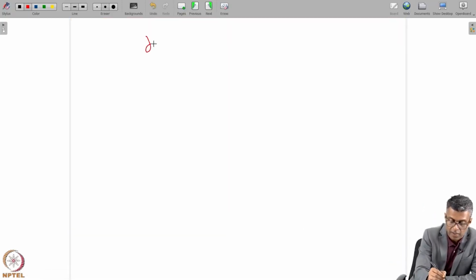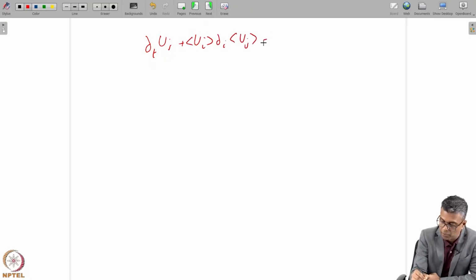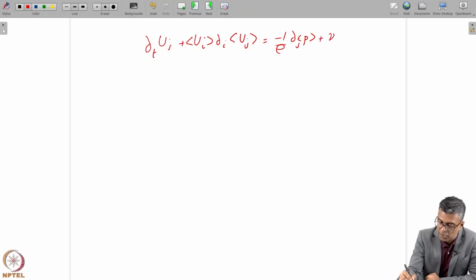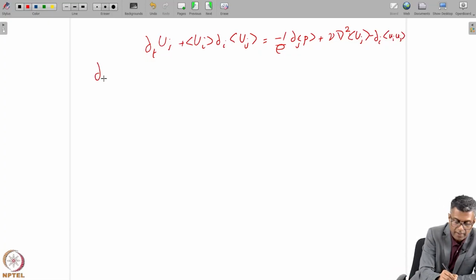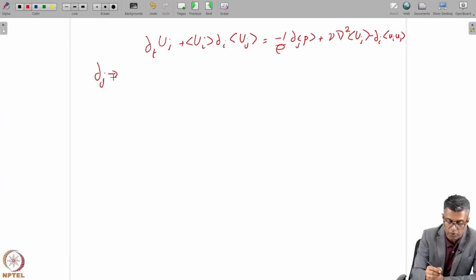So what I have is del_t Uj plus Ui mean del_i Uj, isn't it? This is my Reynolds equation. And then I have minus 1 over rho del_j of mean P, plus the viscous term, nu del squared Uj, isn't it? Minus del_i of the Reynolds stresses term, Ui Uj mean. Now what I do is I take a divergence of that. So del_j of the whole thing.